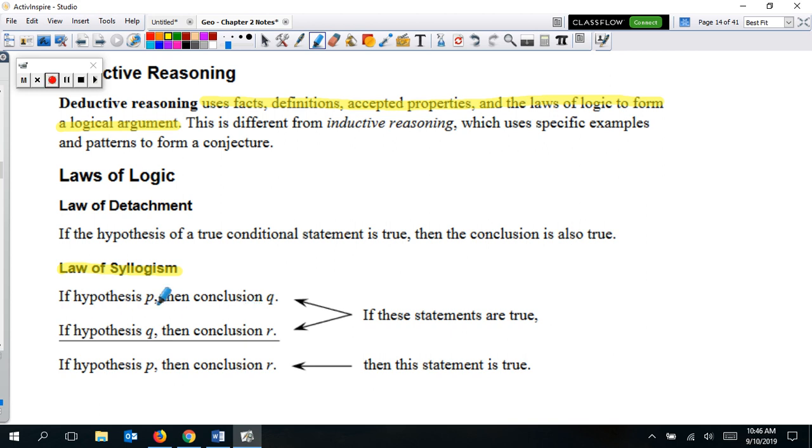It says if hypothesis P, then conclusion Q. The second one says if hypothesis Q, then conclusion R. And the third one is if hypothesis P, then conclusion R. So basically, if these two statements are true, then this statement would have to be true.